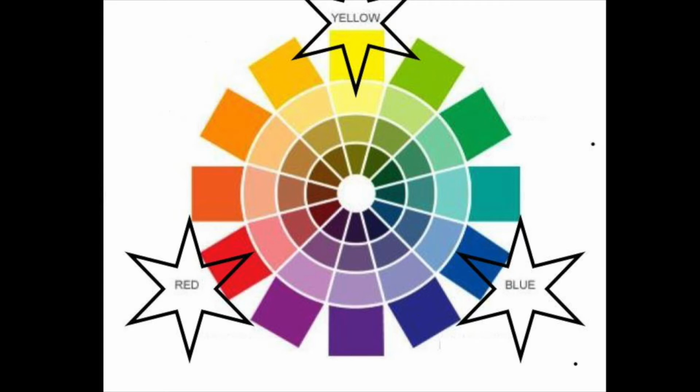So if we look at this color wheel, we can see that in between the red and yellow is orange. That's a secondary color. In between the yellow and blue is green. That's also a secondary color. In between the red and blue is purple or violet, another secondary color.